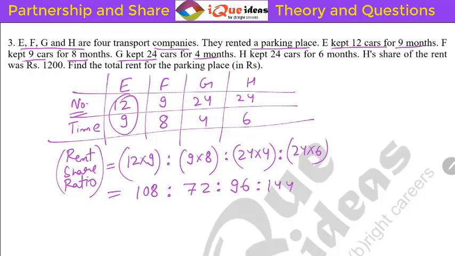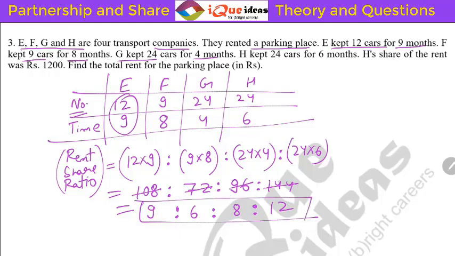Now you can see all of them are divisible by 12. So 12 times 9 is 108, 12 times 6 is 72, 12 times 8 is 96, and 12 times 12 is 144. So it is 9 is to 6 is to 8 is to 12. This is the ratio of the rent share.